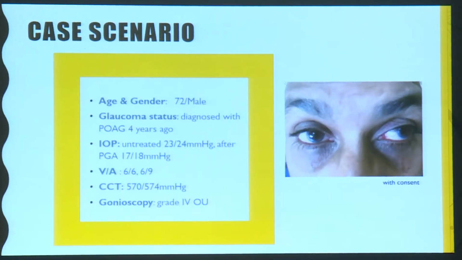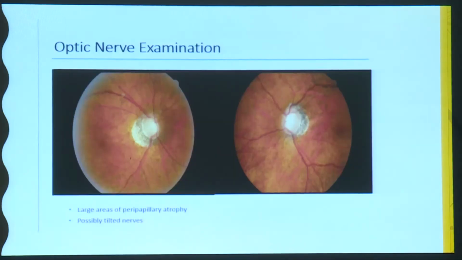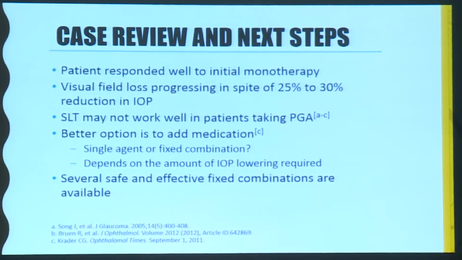Now, this is a case of POAG, 4 years old, on PG analogs with a pressure of 17 and 18, open angles. This is the visual field over 4 years, progressing in the right eye and significantly progressing in the left eye. This is what the optic disc looks like. This patient responded well to initial monotherapy. However, the visual field was progressing in spite of a 25 to 35% reduction in IOP.